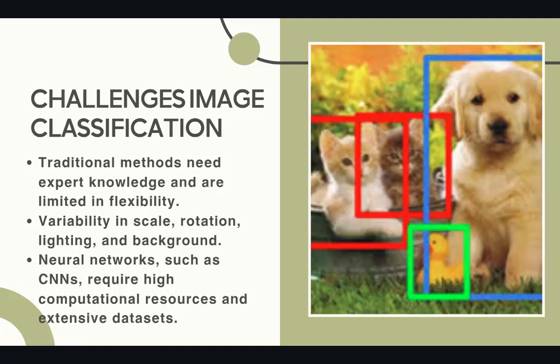However, feature extraction is challenging because of the high interclass and intraclass variation across images. Also, traditional methods need expert knowledge and are limited in flexibility. The variability in scale, rotation, lighting, and background in the image can affect this, as we said before. Neural networks, such as CNNs, require high computational resources and extensive data.